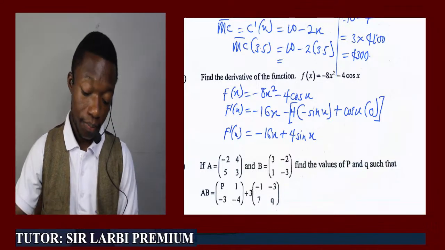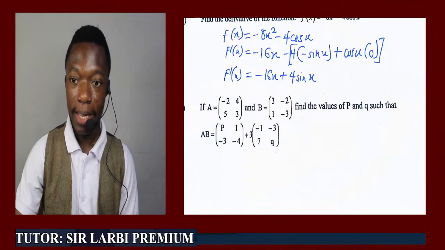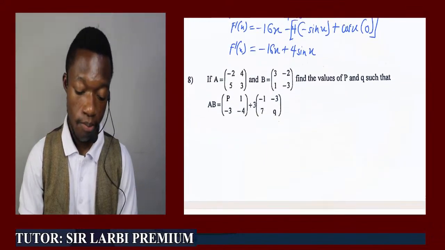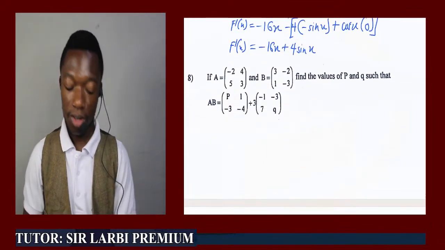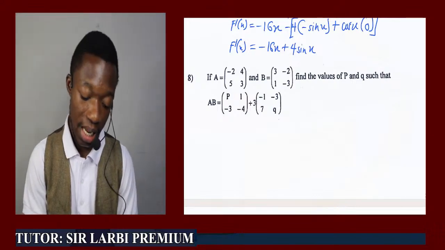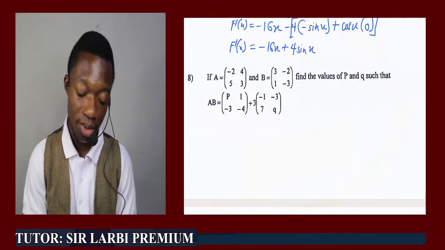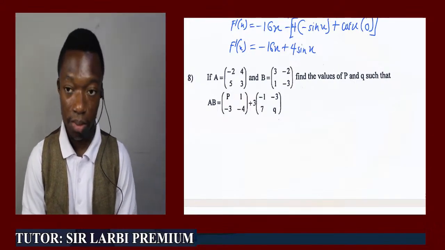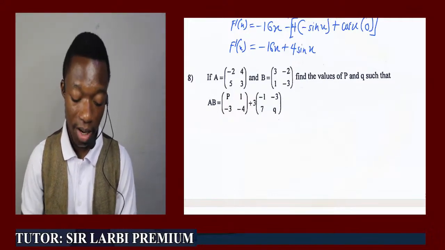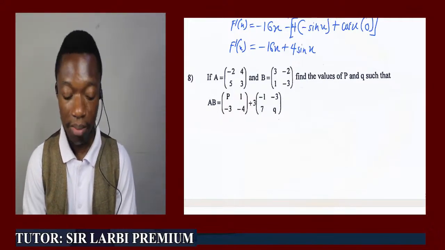Then question number 8, suddenly you have been given a matrix question. We are asked to find the values of P and Q. It says that AB is equal to matrix AP is equal to P1, negative 3, 4, plus another matrix given here.